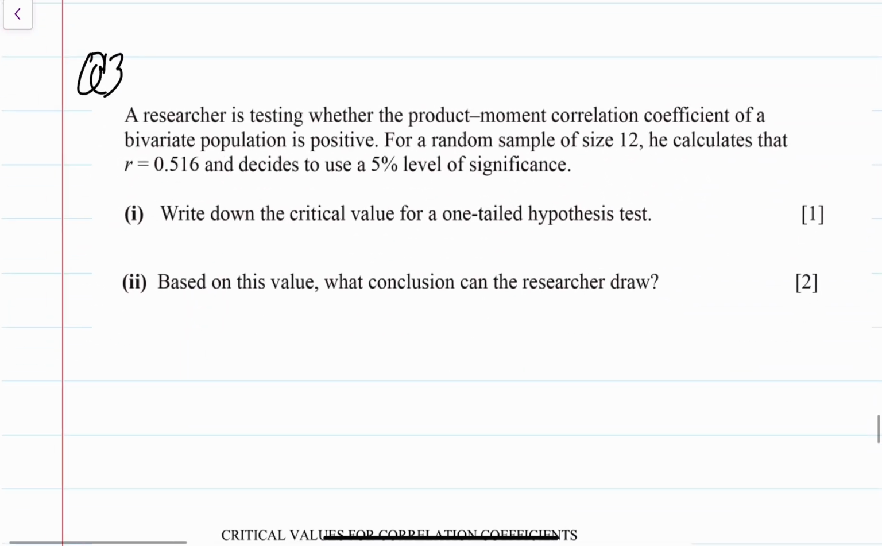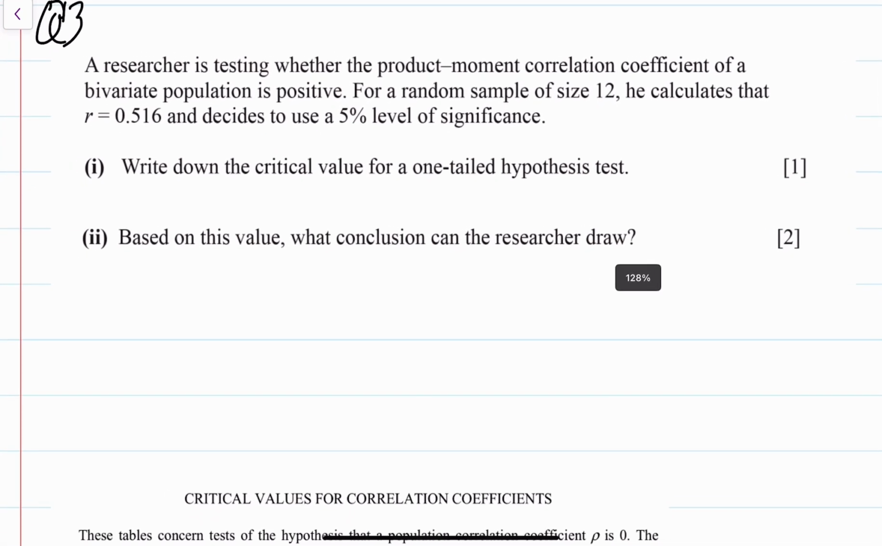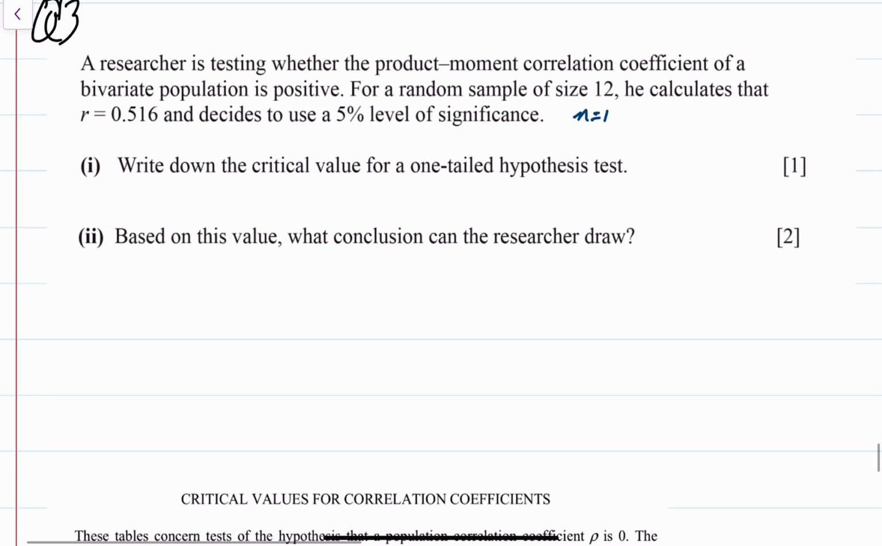Okay, right, our last type of one, and there's a lot more variations of this. This video does not cover everything, unfortunately, but covers, hopefully, the type of questions you're going to get. Who knows? So it says a researcher is testing whether the product moment correlation coefficient of a bivariate population, that just means 2 variables like height and weight or whatever, is positive for a random sample of size 12. So that's my n is equal to 12.